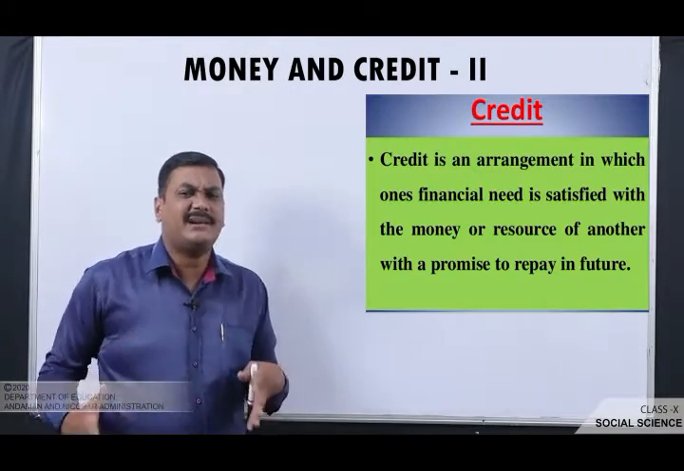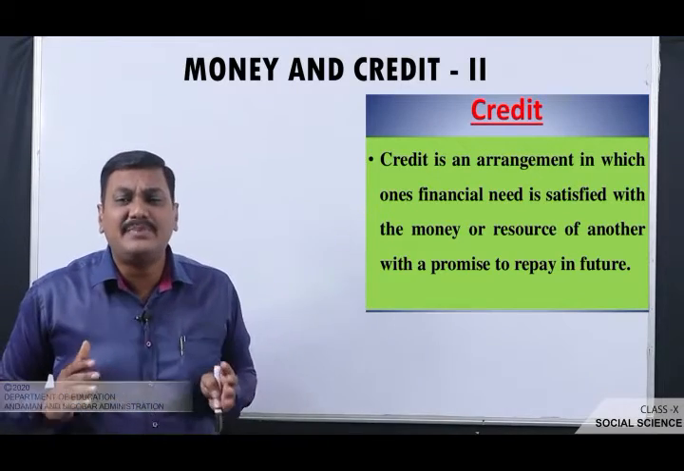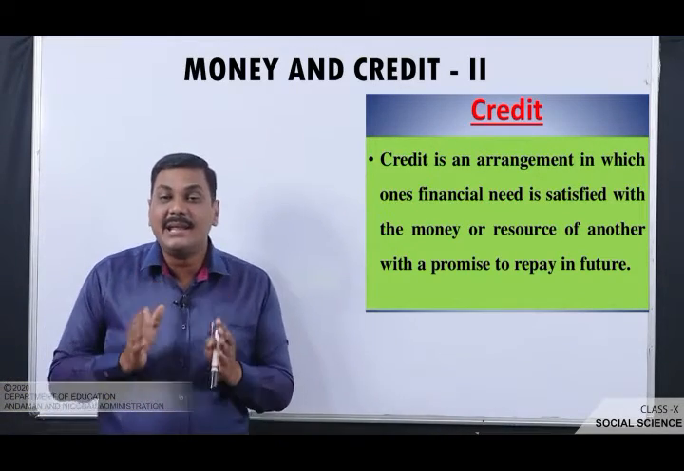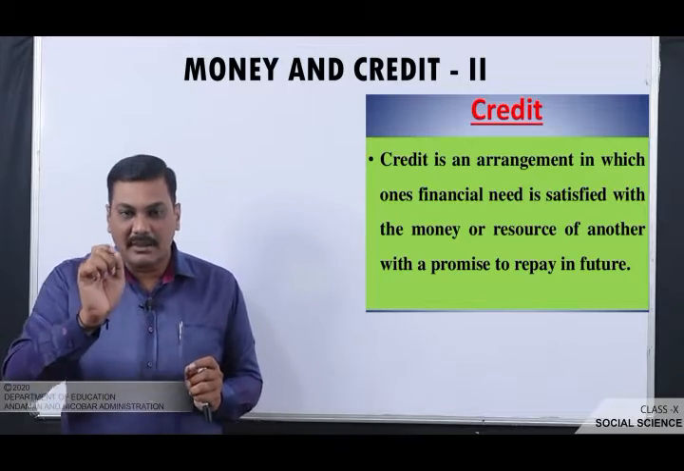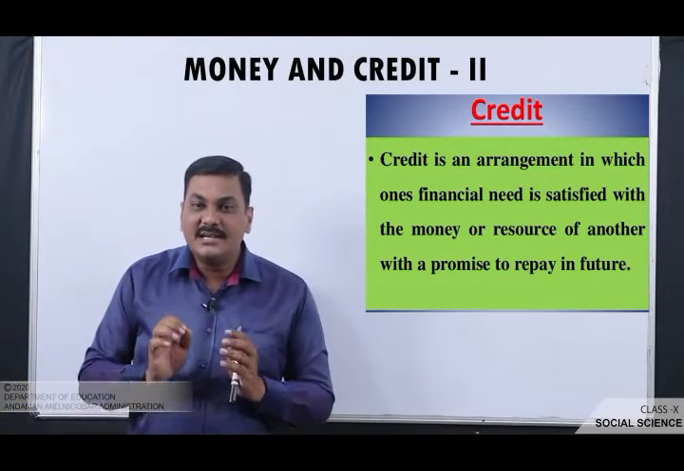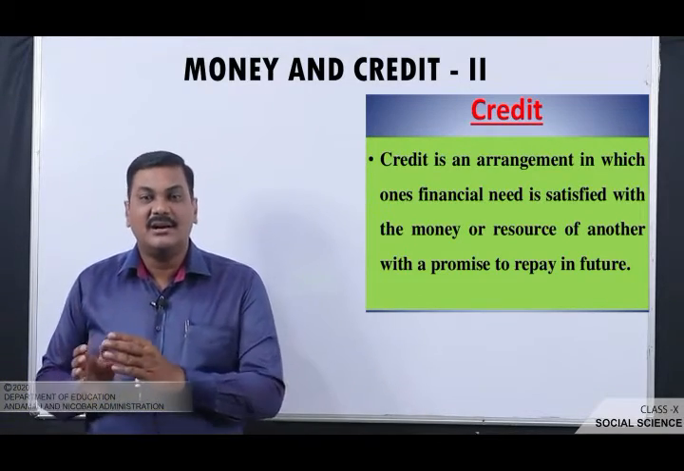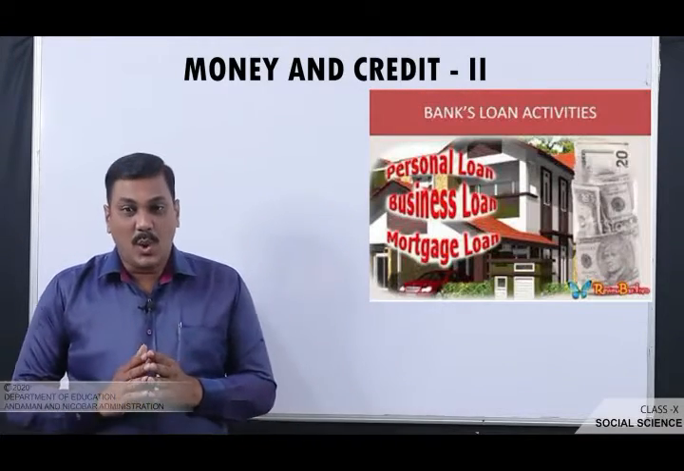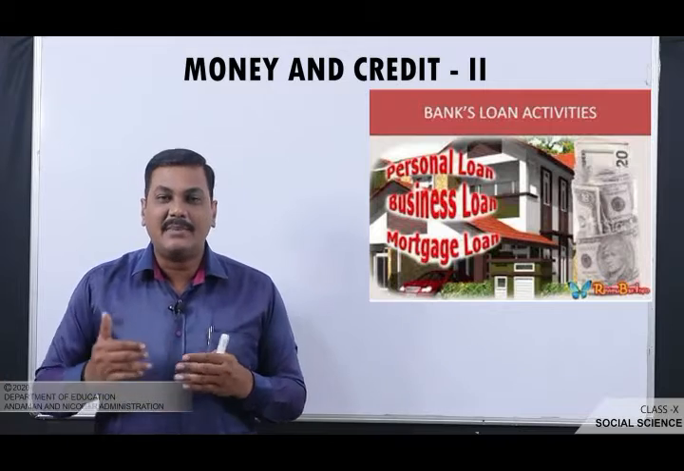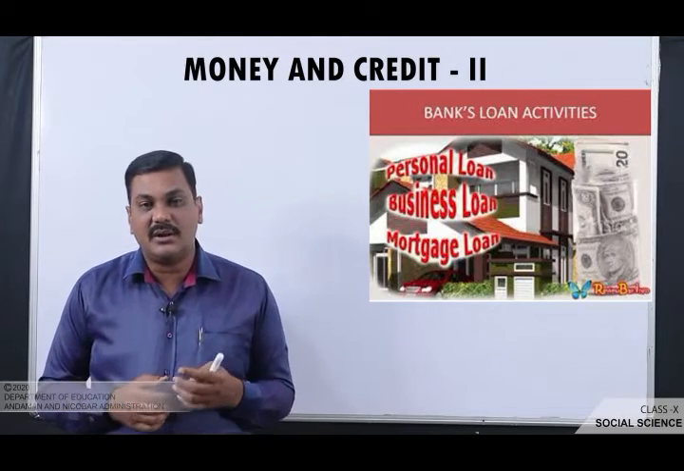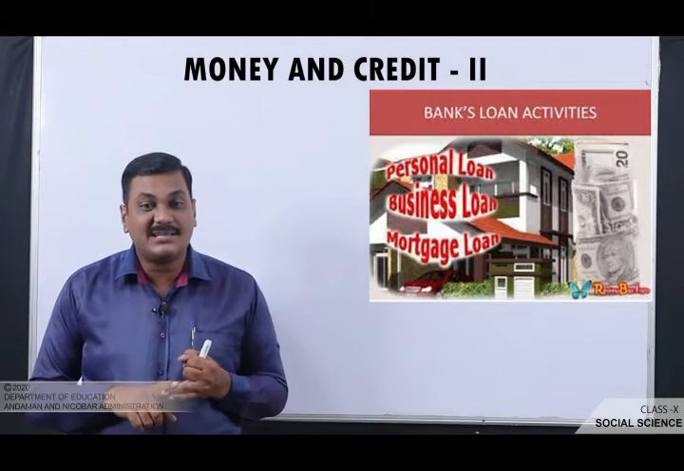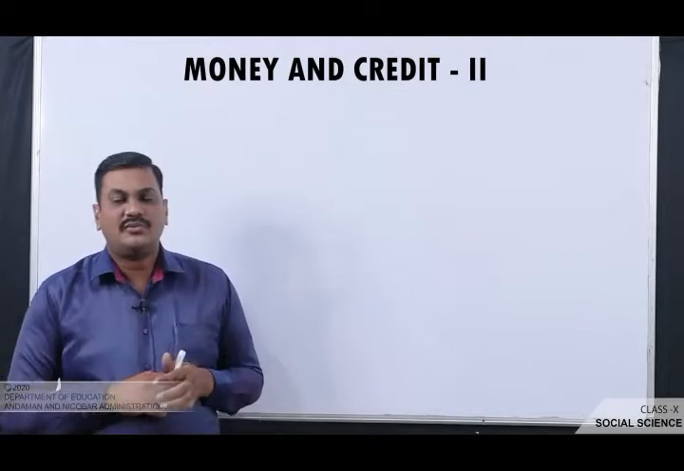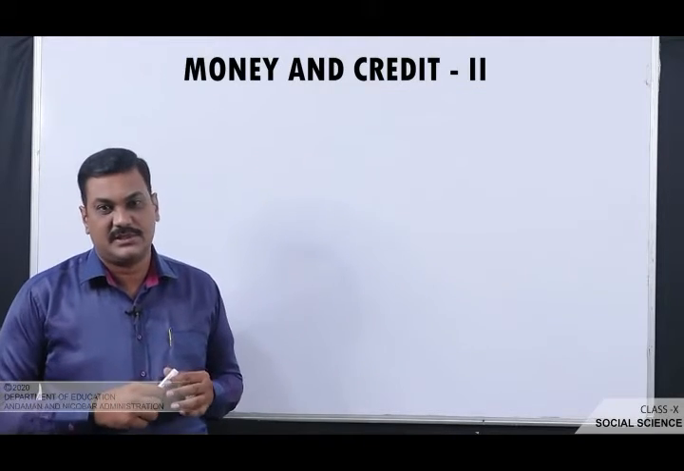So credit, what is credit, children? Credit is an arrangement in which one's financial need is satisfied with the money or resource of another, with a promise to repay in future. Regarding banks' loan activities, there are types of loans, of which one is personal loan, business loan, mortgage loan. Now we see what the terms of loans are.